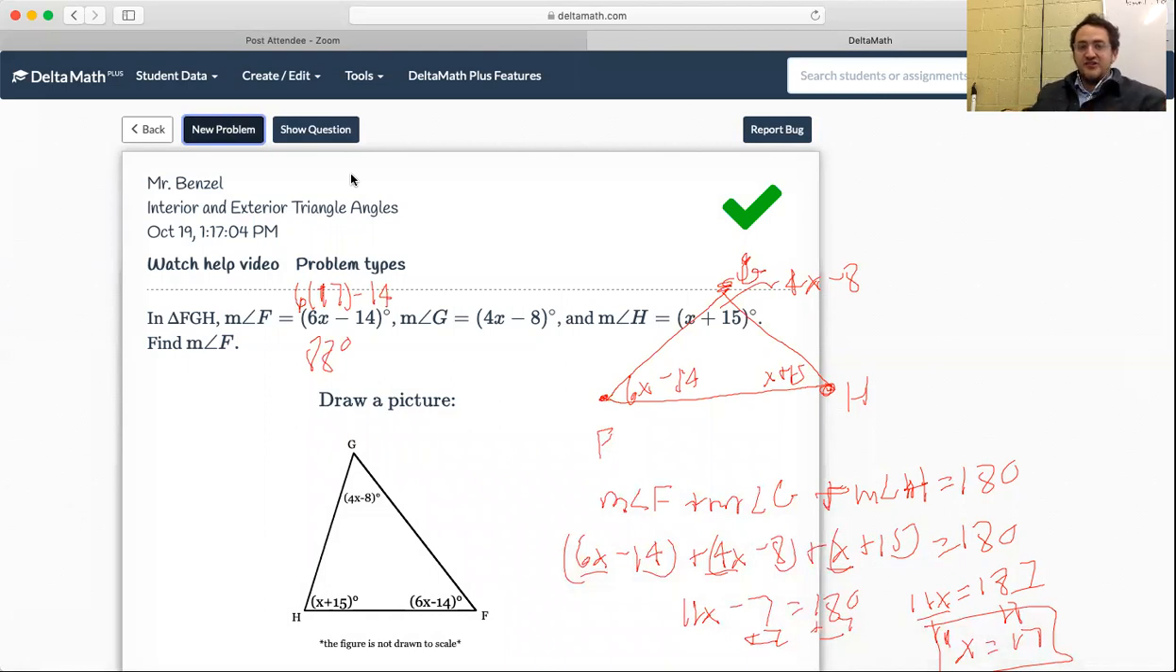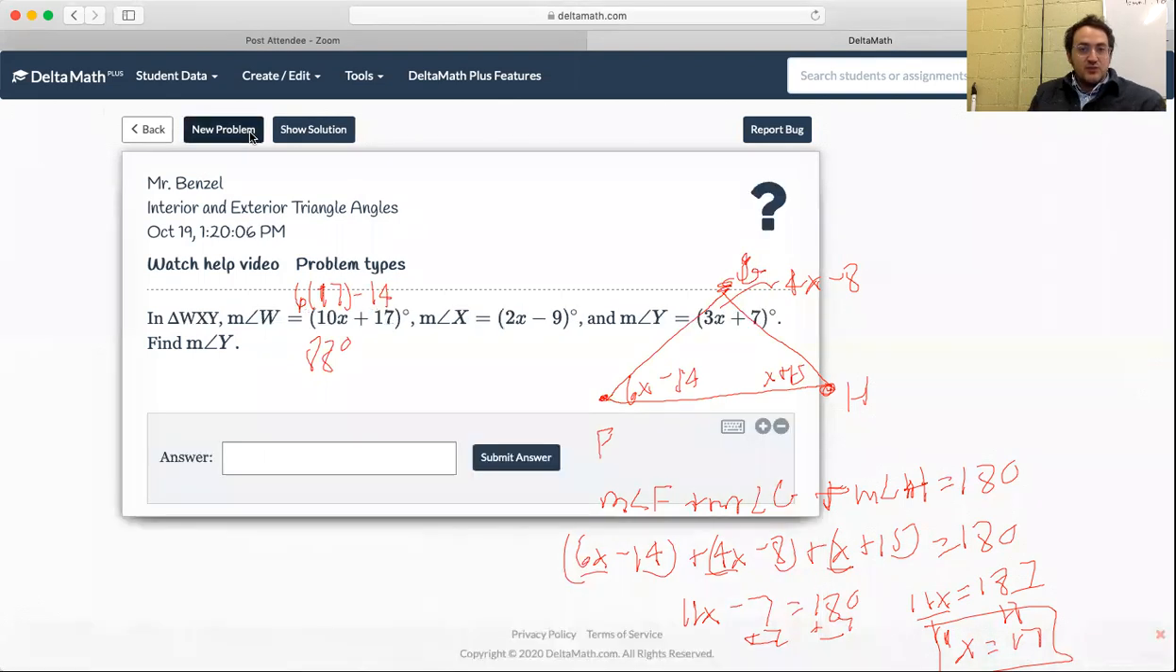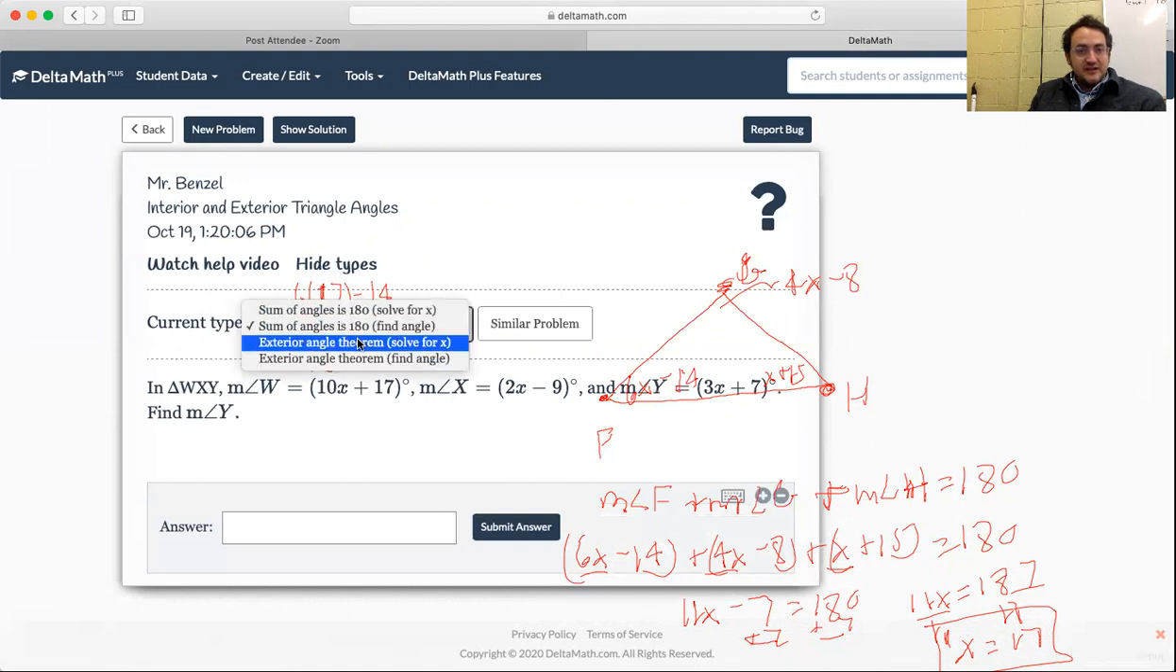Always pay attention on these to whether they're asking for the angle measure or not. Let's look at another problem here. We'll do an exterior angle theorem problem.